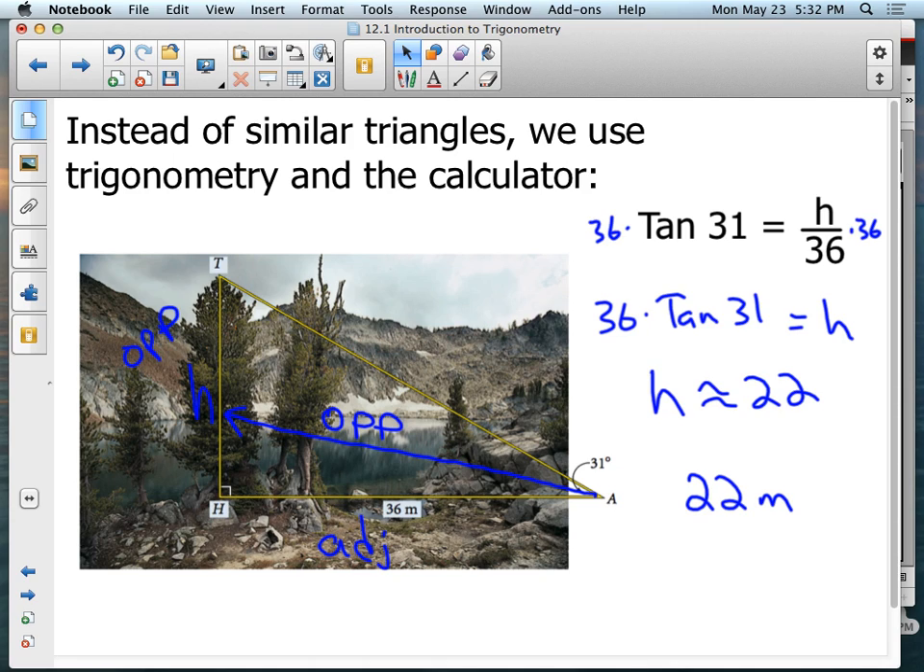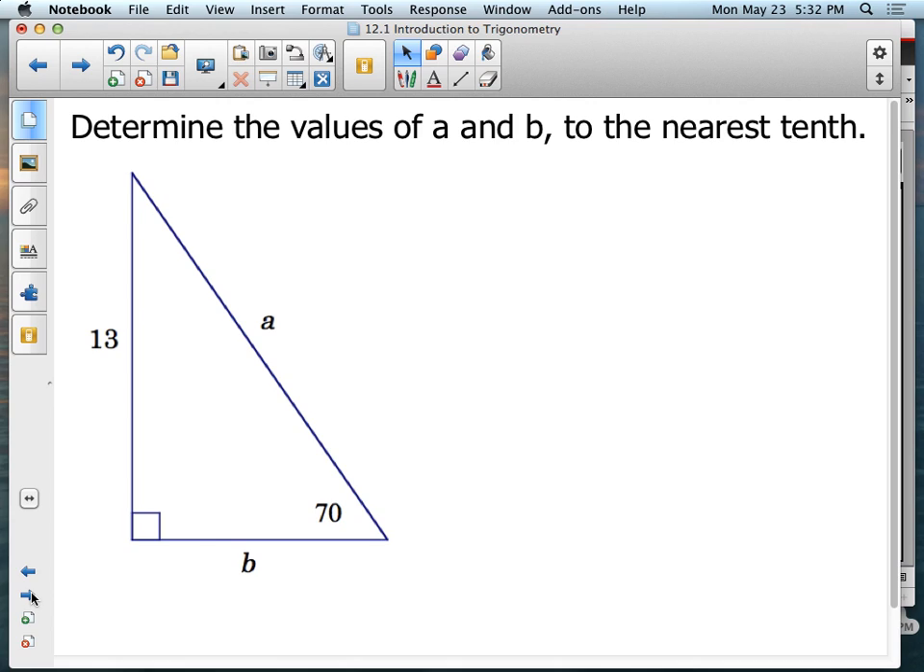Let's go through another one. So we want to determine the values of a and b. In this case, we're going to round them to the nearest tenth. So maybe I'll set up an equation to solve for a, and then I'll let you solve one for b on your own. So first of all, I recognize that my angle here is 70 degrees. The side that's opposite the 70-degree angle is 13. I'm looking for a. A is the hypotenuse.